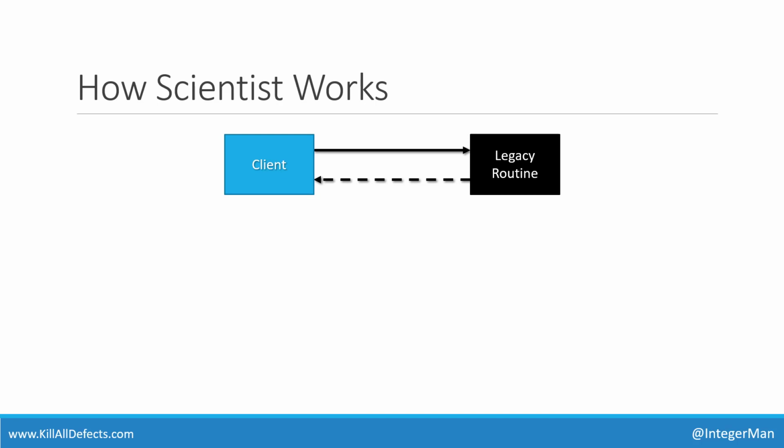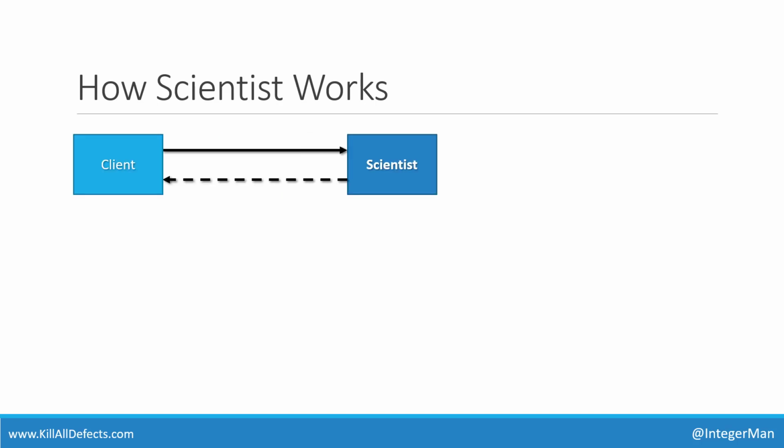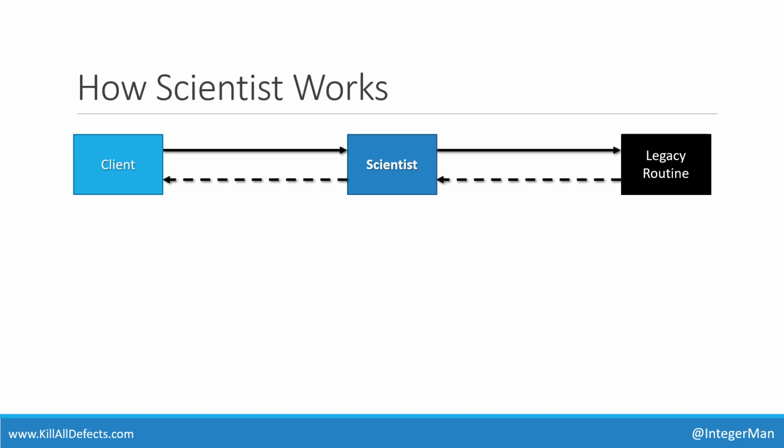Okay, so this legacy routine is the code we're getting away from, and we want to migrate to something else. Scientist is going to help us with that. So what we'll do is replace this legacy routine with a call to Scientist. Our code now calls out to Scientist, and what Scientist in turn will do is call out to the legacy routine.